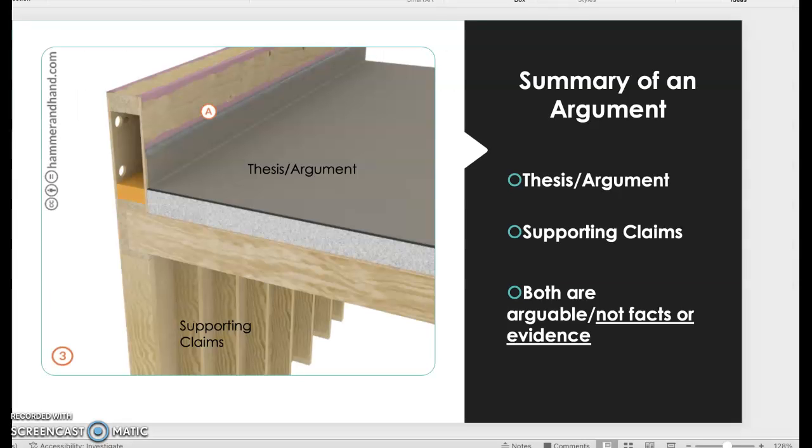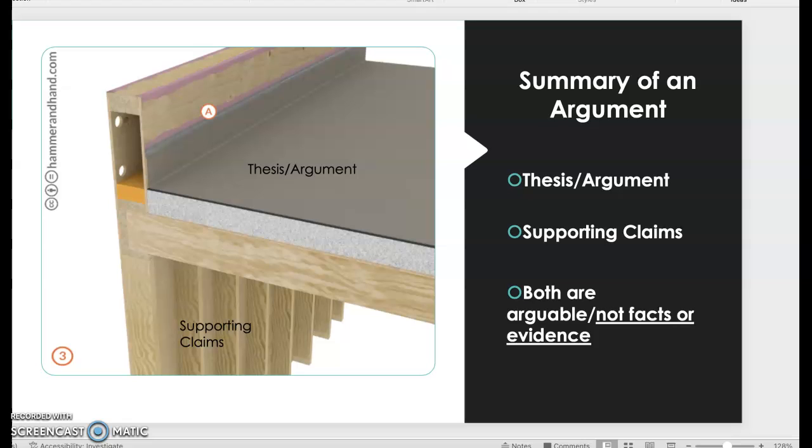First, I'd like to review how you summarize an argument. I like to think of an argument as a building. The most important part of the building is the roof. The roof keeps out the rain, it keeps out the sun, and it's really the primary purpose of a building. That's like our thesis or overall argument.